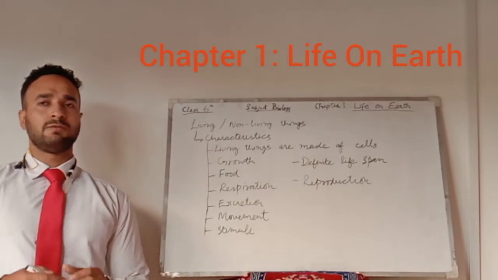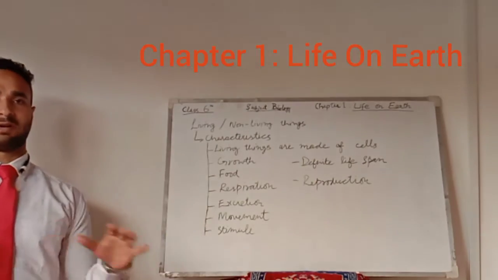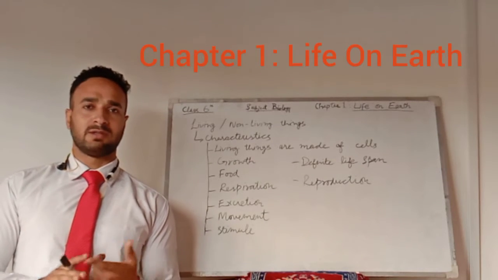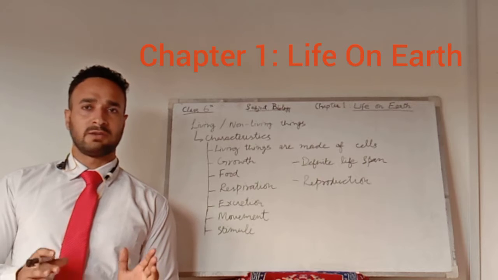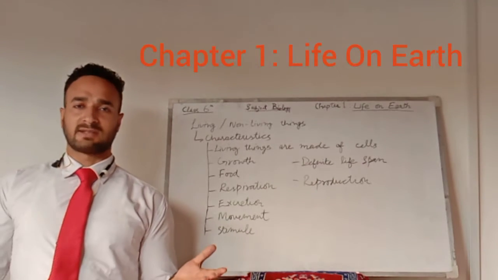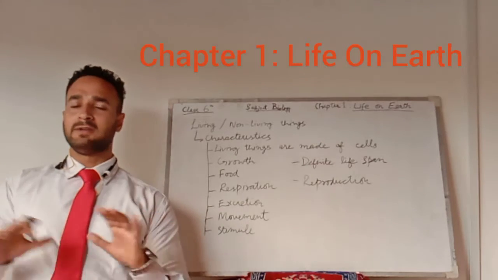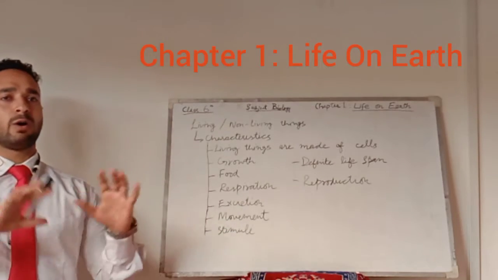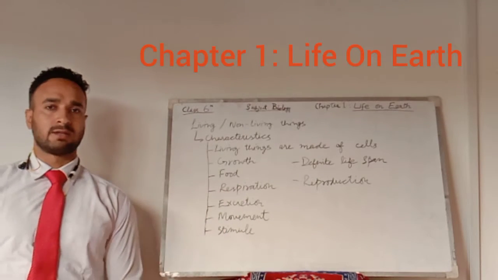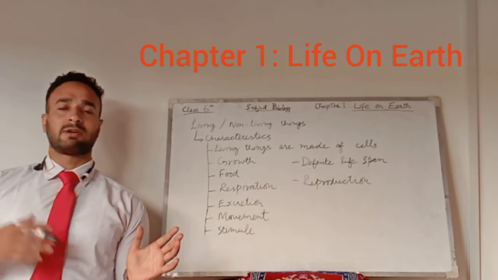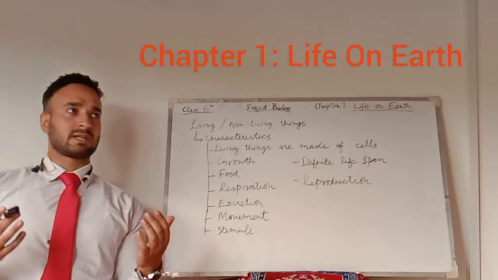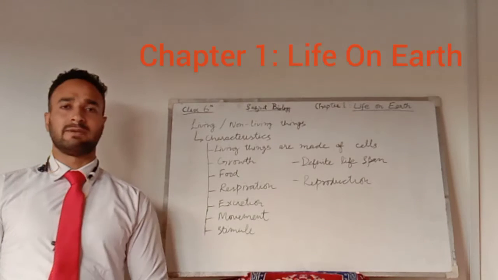If you see around, you see so many things around you. You see animals, birds, chairs, tables, houses, buildings, cars, insects, butterflies, elephants. So many things are around you. And we can categorically divide all these things into two kinds: living things and non-living things. Now what are living things and what are non-living things, we'll talk about that.